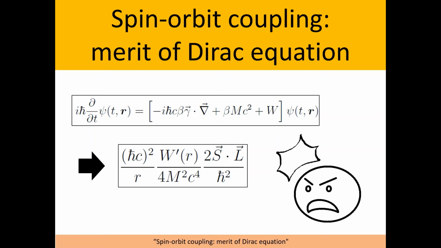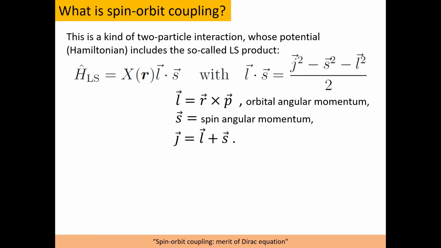Today I'm talking about spin-orbit coupling, that is the merit of the Dirac equation. So first, what is spin-orbit coupling? That's a kind of two-particle interaction whose potential or Hamiltonian term includes the so-called LS product. So it's symbolically written as this H_LS, which includes first the wildcard part x and L dot s.